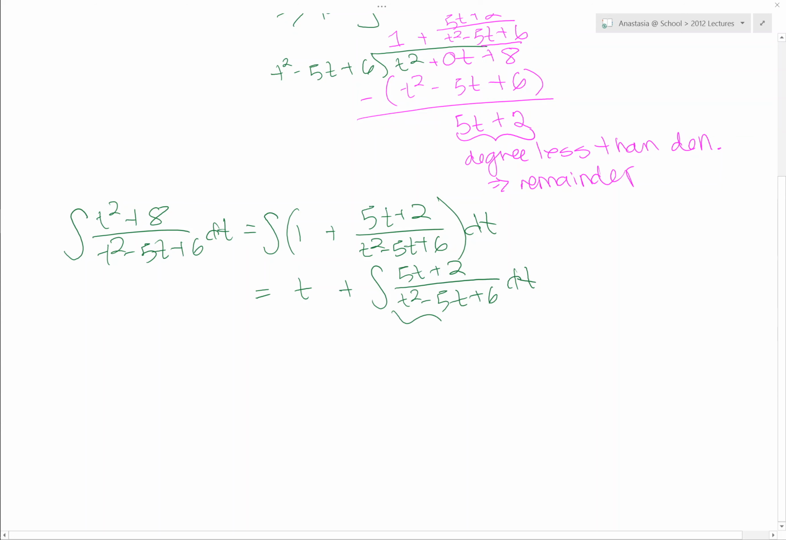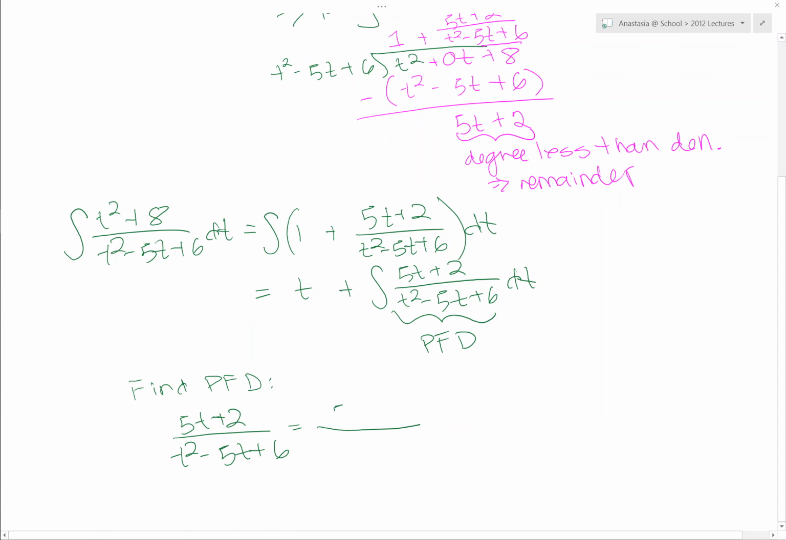So for that, we're going to have to find a partial fraction decomposition. So we're going to come back to this integral, but for a little while we're just going to find our partial fraction decomposition. So 5t plus 2 over t squared minus 5t plus 6. Now we need to work through the steps of setting up our partial fractions and finding the values of our undetermined coefficients.